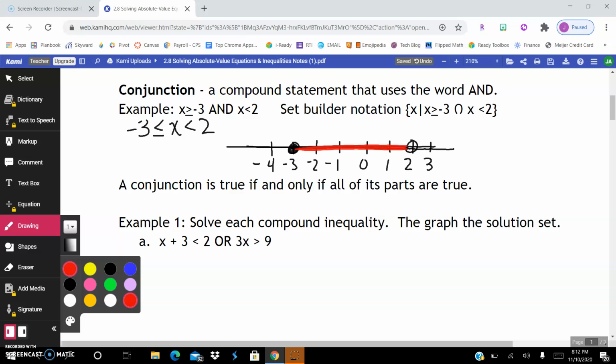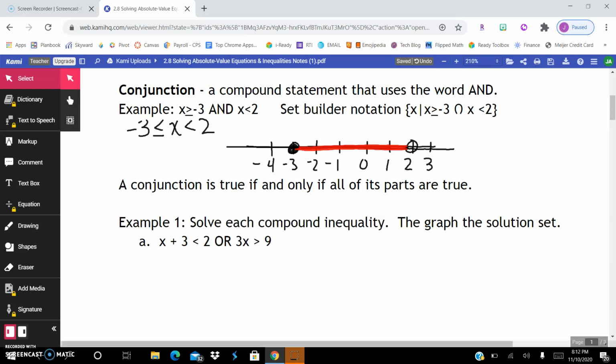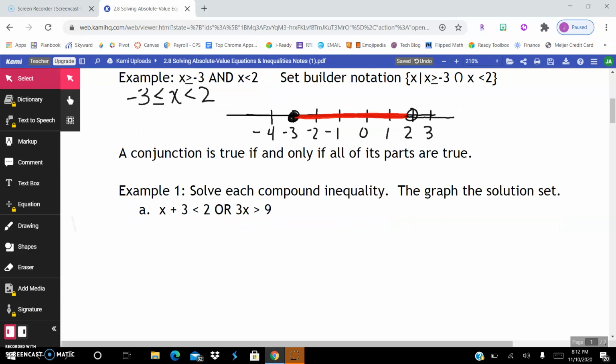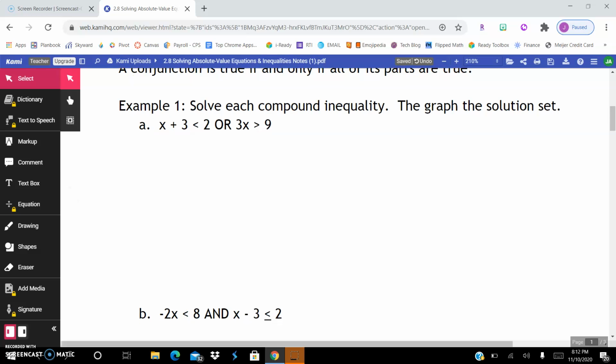So ands will shade in the middle, ors will shade out. Basically, you're just shading where the two overlap. And a conjunction is true if and only if all of its parts are true. So both pieces have to be true for a conjunction to be true. All right, so example 1, we're going to solve each compound inequality and then graph our solution set.